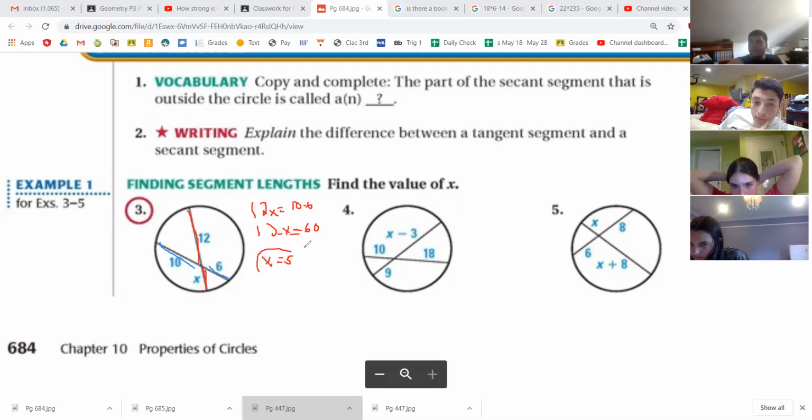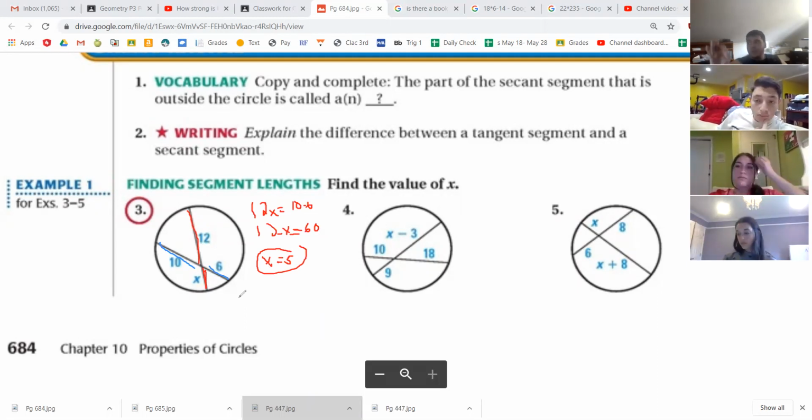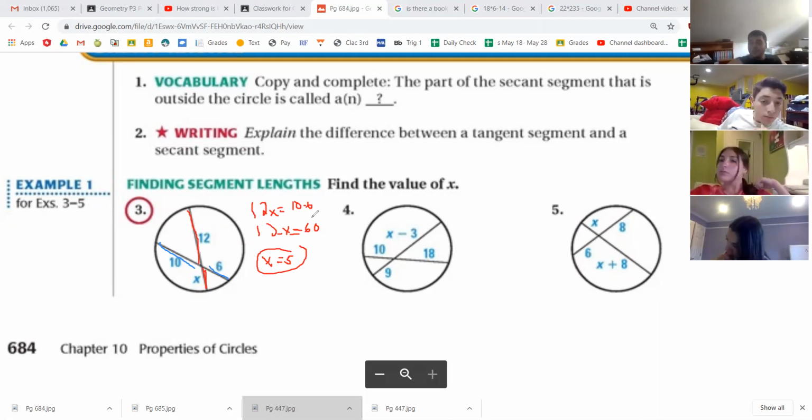Very important to note the difference. The whole line does not necessarily mean the same measurement of the whole line. 12 plus 5 is 17. The blue, 10 plus 6 is 16. The lines are not necessarily equal, but their pieces are proportional. Okay? So there's no real way to check this one. You just have to do your algebra correctly.